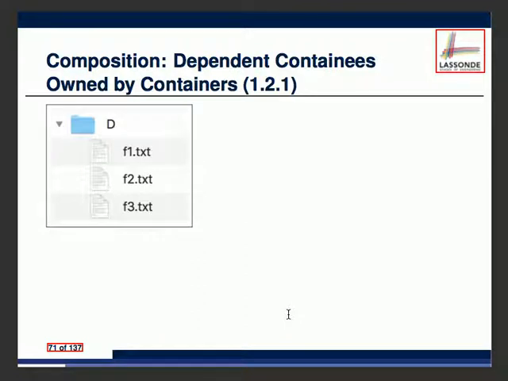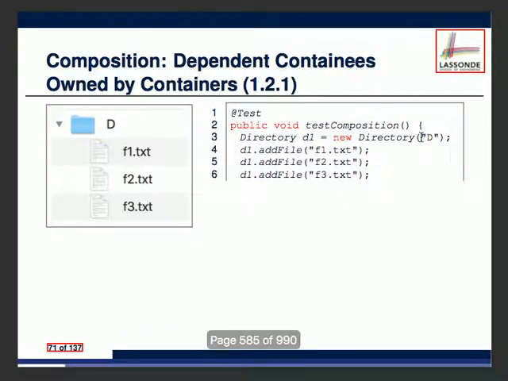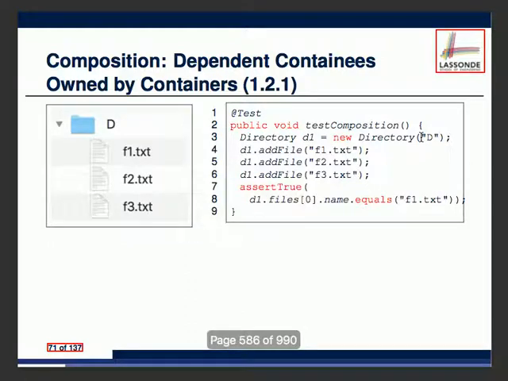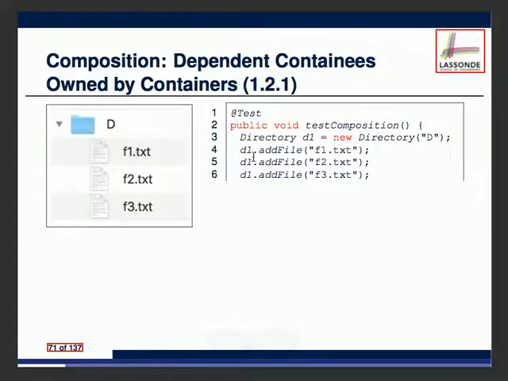Let's see that. What you can have is directory D1, and then we have directory, so you can see just the name D. And then F1, F2, F3. Now there's one thing I want to show you here. Let me ask you something. When I say D1.addFile and pass a name, I'm not really passing an object. I'm only passing the name of the file I would like to create. So where is the object created? The object is created by this method itself.